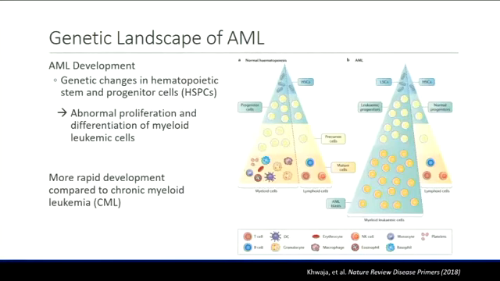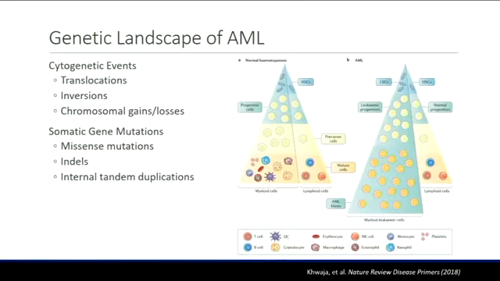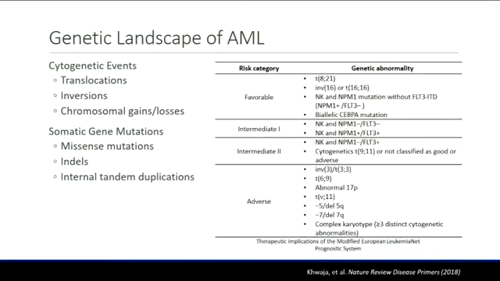One note about AML is that this genetic development that leads to these abnormal cells is a much more rapid development compared to that of chronic myeloid leukemia. So these different genetic events that I'm talking about can be cytogenetic events like different chromosome abnormalities like translocations and inversions, or they can be small genetic events like mutations, so missense mutations or indels. And even further, the presence of these different genetic events have significant prognostic implications.